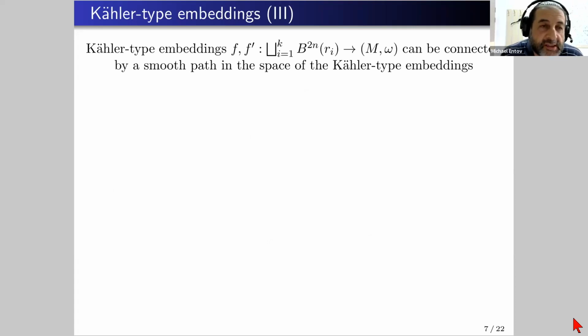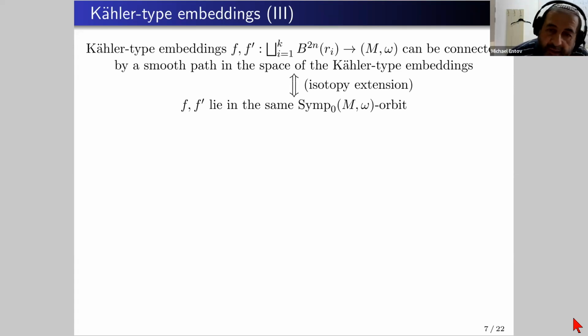So first of all, assume that you are in the ideal situation. You know that two Kähler-type symplectic embeddings, f and f prime, can be connected by a smooth path in the space of the Kähler-type embeddings. Okay, so assume you've proved your dream theorem that you have two such embeddings. Then by the isotopy extension theorem, it's just the same as to say that they lie in the same symplectomorphism orbit.